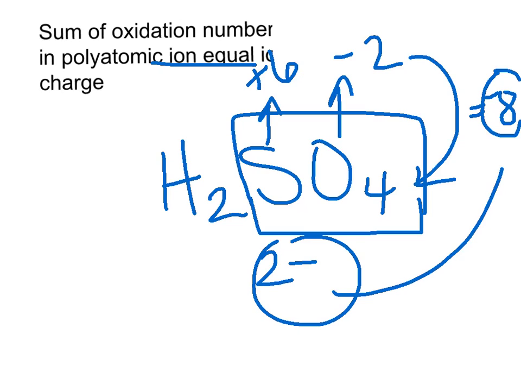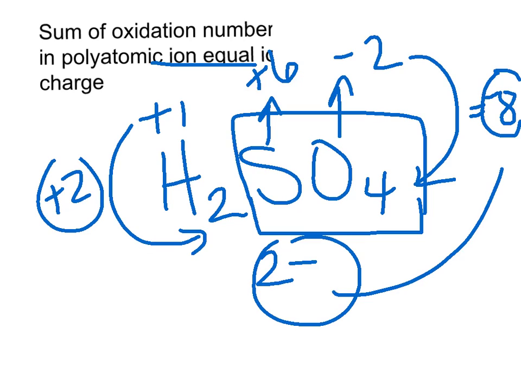And that does work out properly because my hydrogen should have a +1, and there are 2 of them. So I have a plus 2 here. And this plus 2 and the minus 2 balance to 0. That meets my other rule that overall it has to be 0.